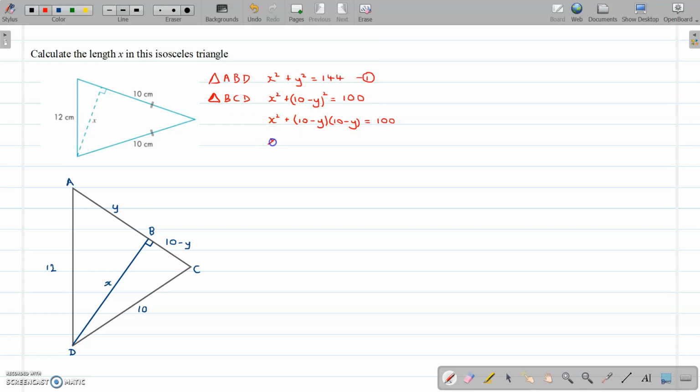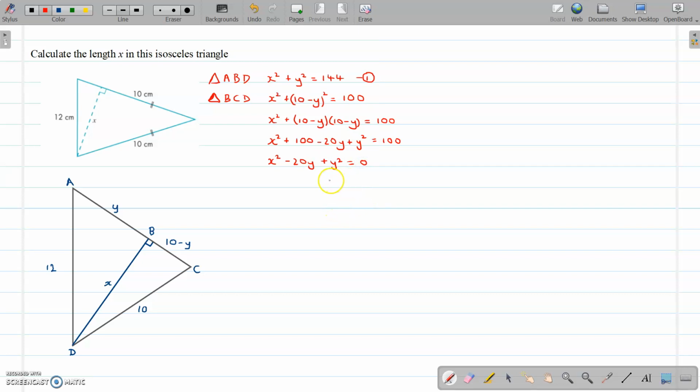If I now carry out that multiplication, I'm using FOIL, first, outer, inner, last. 10 times 10 is 100, minus 10y and minus 10y gives me minus 20y, and minus y times minus y gives me plus y squared, and that equals 100. Now I can notice that both sides have 100 on them, so I can just subtract 100 from both sides, and I'm left with x squared minus 20y plus y squared equals 0.